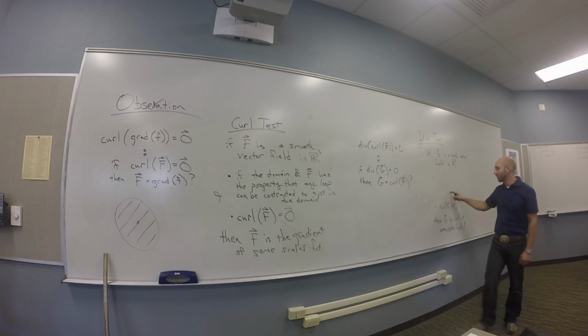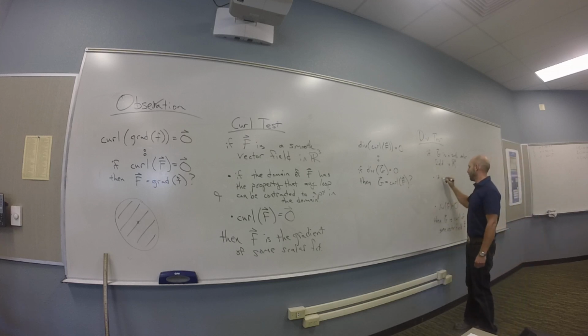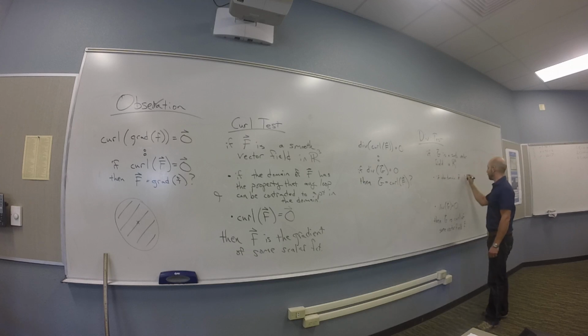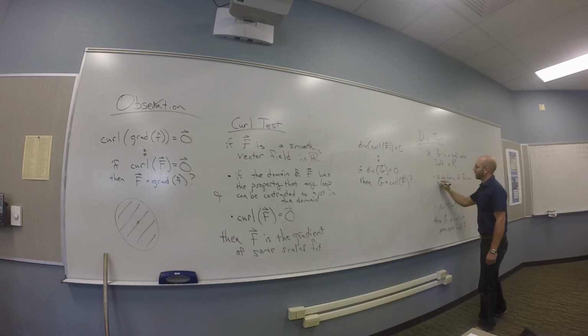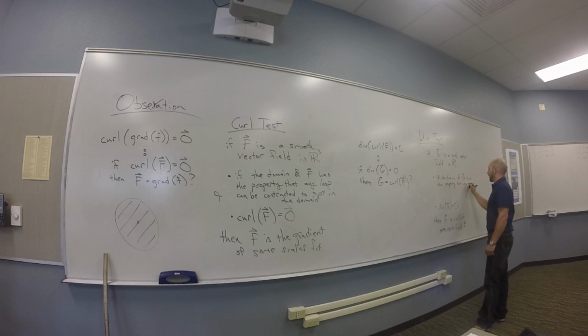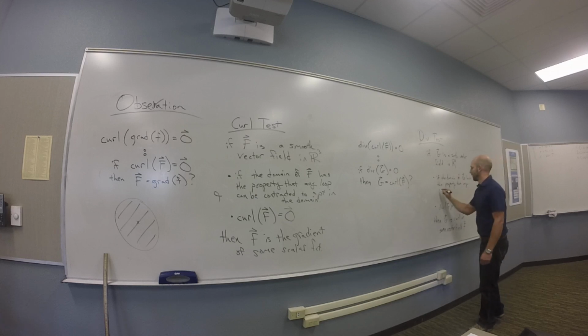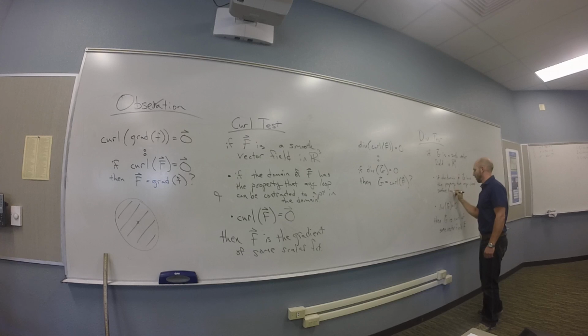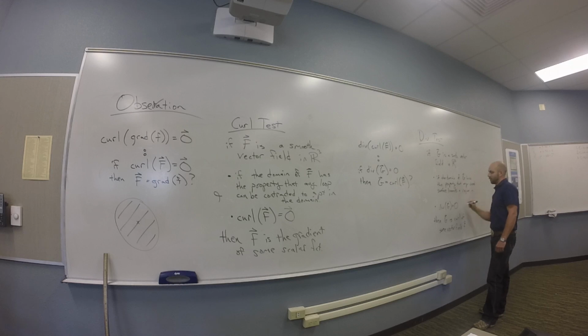Okay, so this one's a little weird, because this one is if the domain of G has the property that any surface, really closed surface, right, bounds a region in the domain.